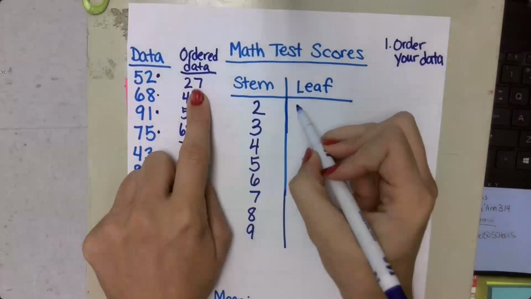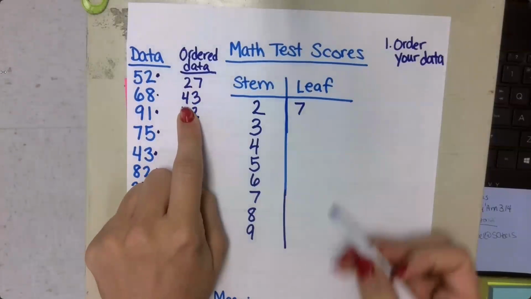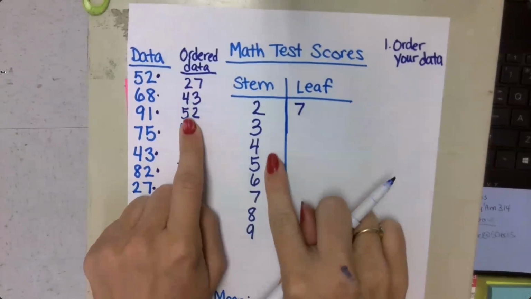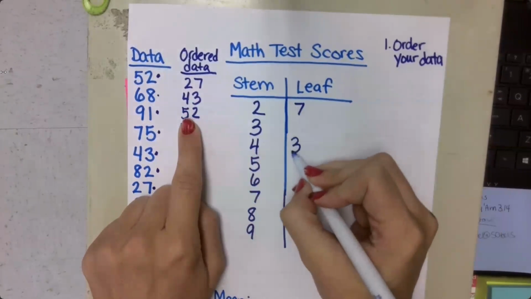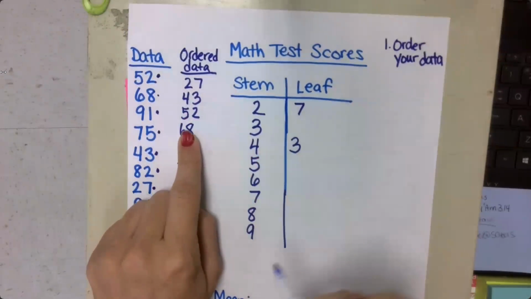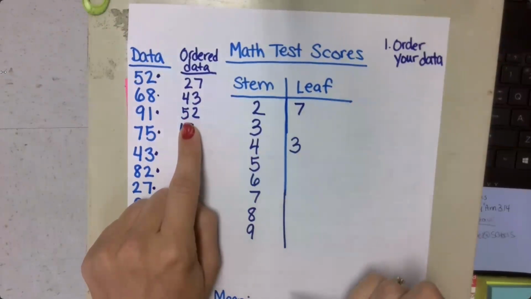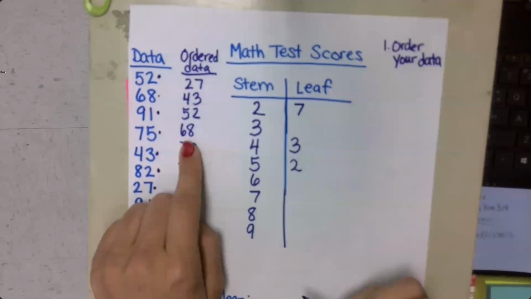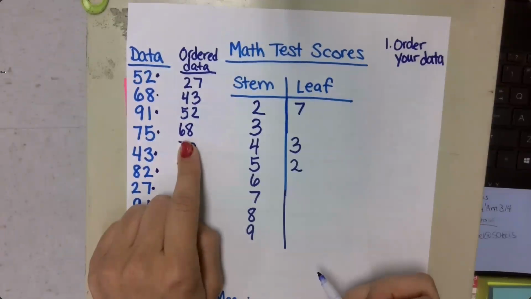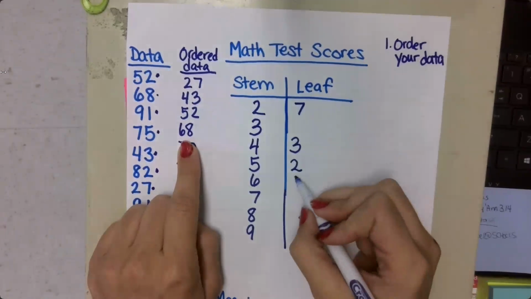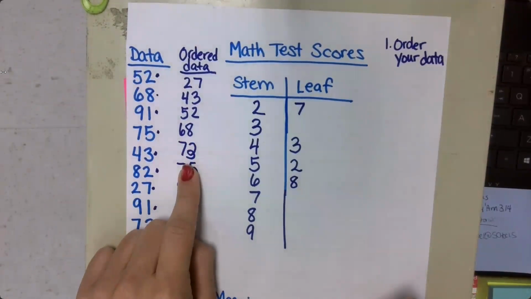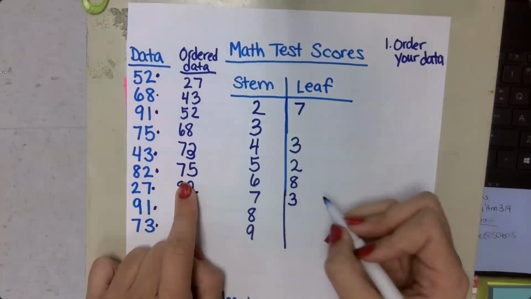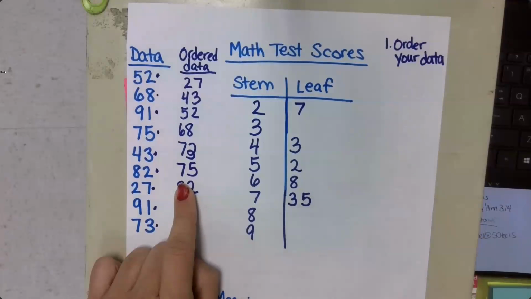Now 2. My leaf is 7. Nothing in the 30s, so no leaves. I'm going to leave that area blank. 43, so my stem is 4, my leaf is 3. 52, so what am I going to write? Leaf of 2. 68, that data point will lead me to write a leaf of 8. 73, leaf of 3, and 75. So I also need another leaf of 5.